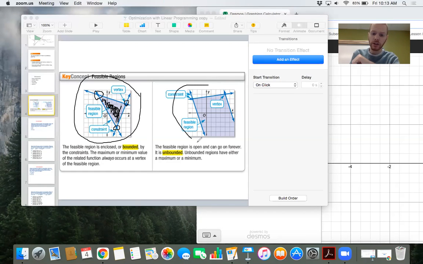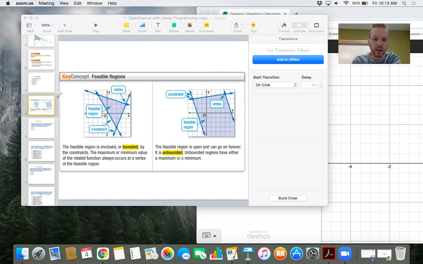An unbounded region is when it's not closed in. So you're only going to have two vertices to look at, and you're only going to have a max or a min. You're not going to have both. A bounded region will, an unbounded region will not.